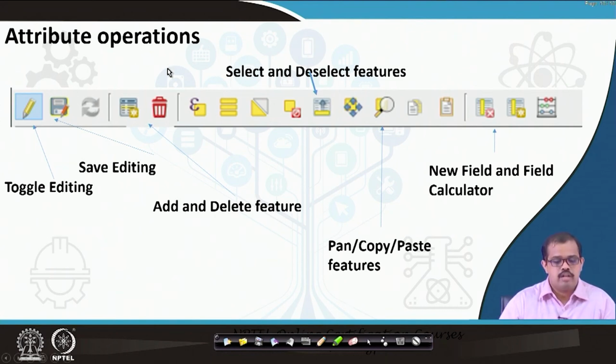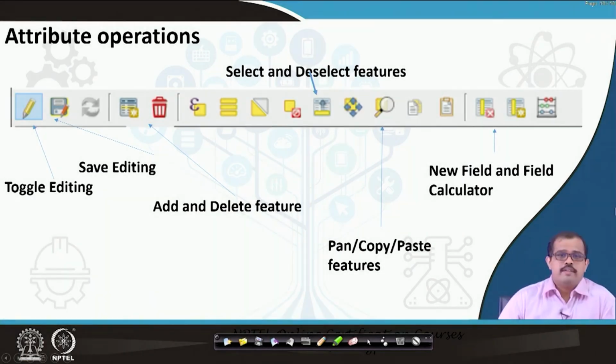So this is add or delete features. It means that if you want to add a feature in this context, you can add it. There is select and deselect features here. There is pan, copy and paste. This is for panning for the entire database. This is copying and this is pasting features.